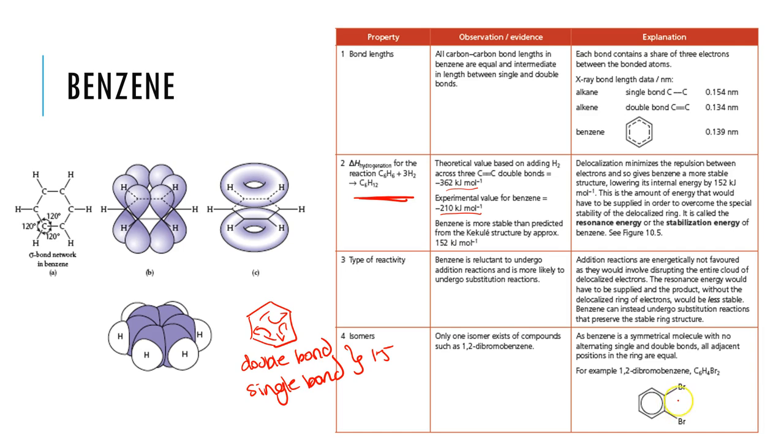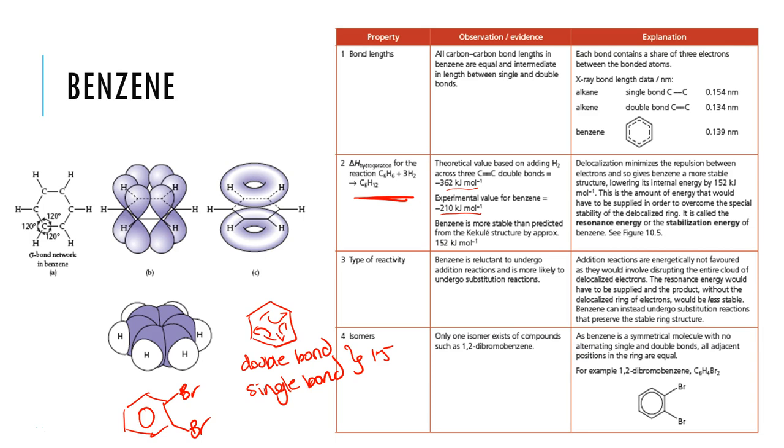If we add bromine across this and do a double addition reaction, here there's no isomers because all the carbons are exactly the same. Okay, so they're all alternating between the double bonds, so we get no isomers. So that's it. Hopefully you can make some good notes on this.